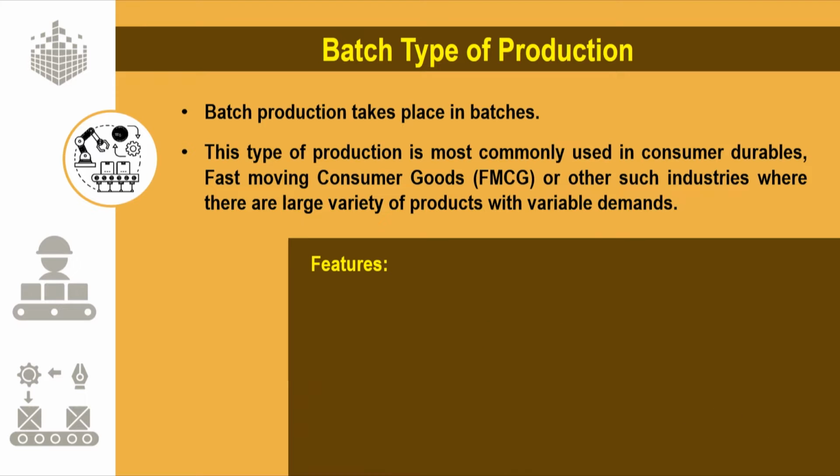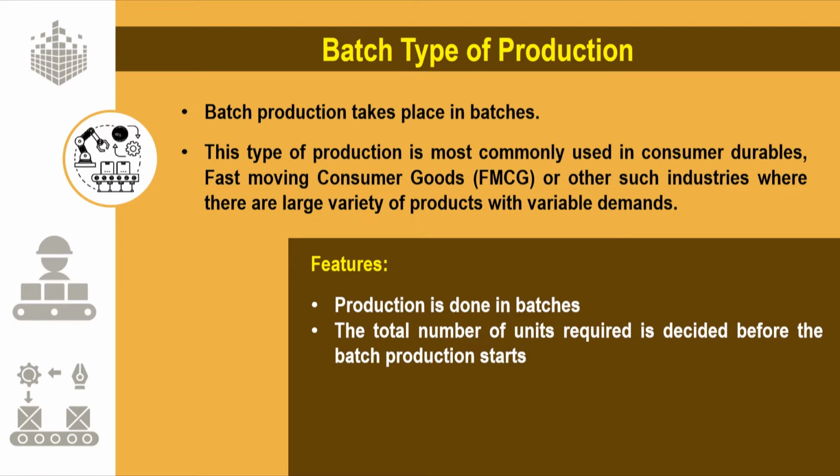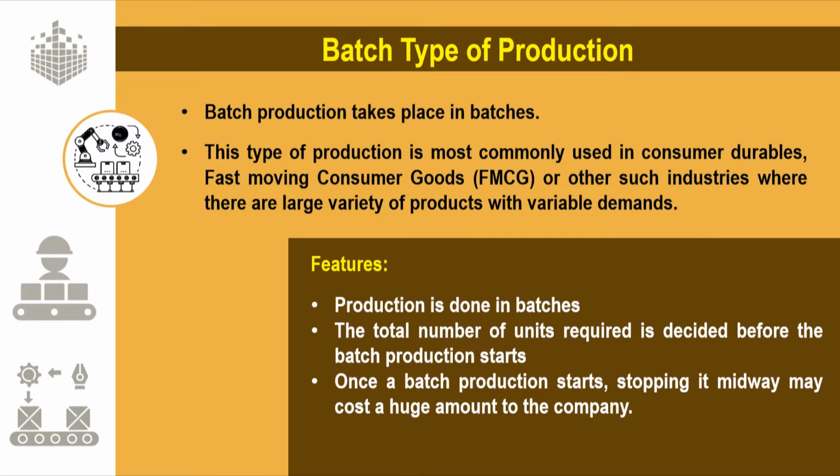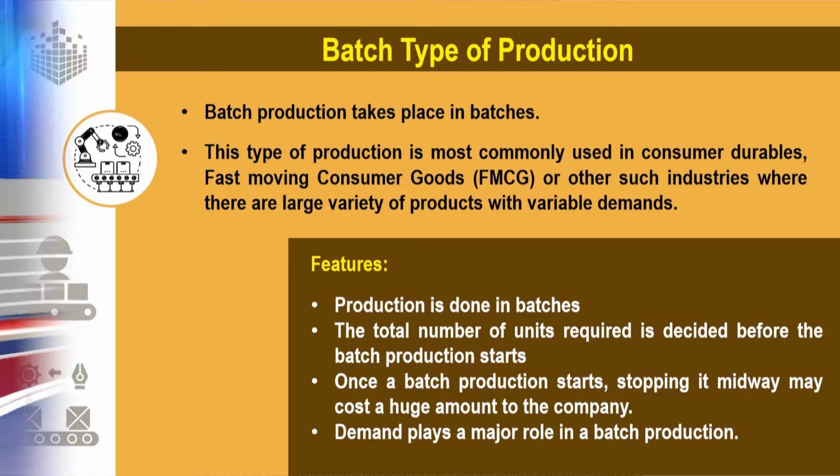Now, let us discuss the different features of batch production. The production is done in batches, as we have already discussed. The total number of units required is decided before the batch production starts. Once a batch production starts, stopping it midway may cost a huge amount of money to the company. The demand plays a major role in batch production. For example, sometimes the demand can be seasonal also.